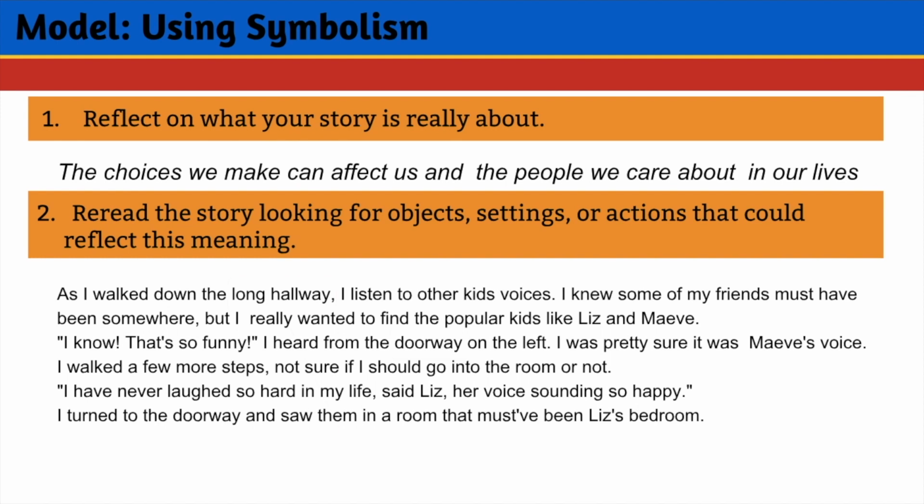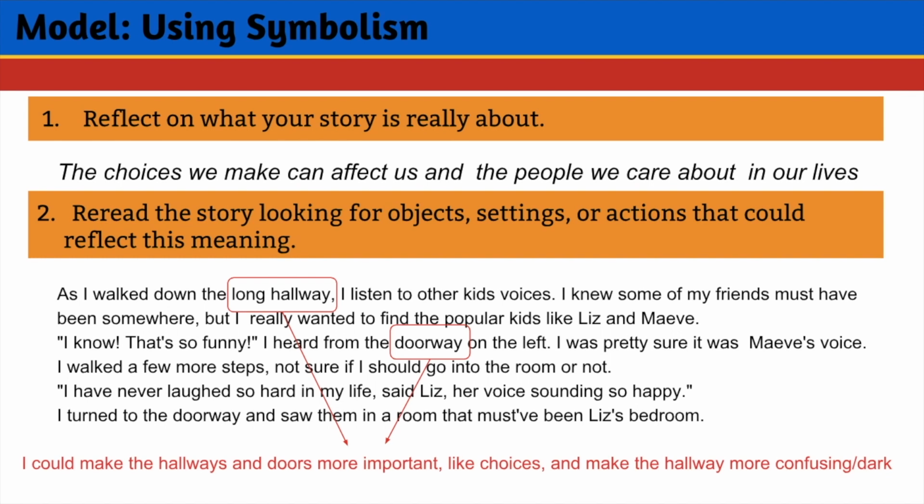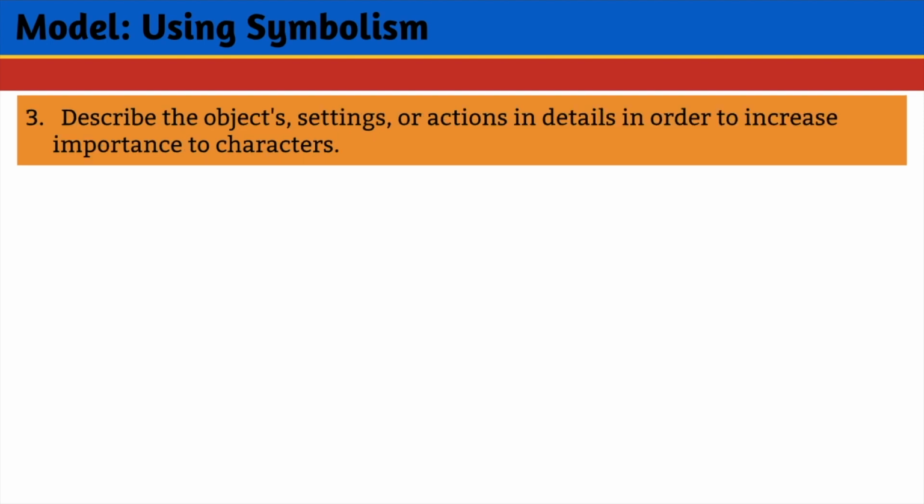So then I started to think, well, what is it that I could really bring attention to inside this piece? There's a long hallway. There's a doorway there. So I could take the hallway and I could take the doors and make these like choices. I could make the hallway more confusing, darker, and I could make the doors themselves literally choices about directions this character's going to take. What does that look like in a little bit more detail? I'm going to describe these objects in detail.